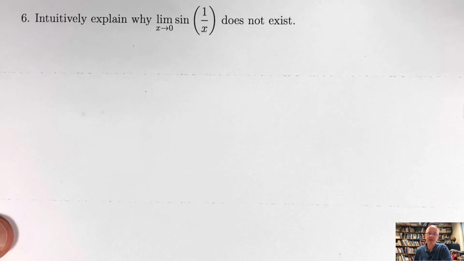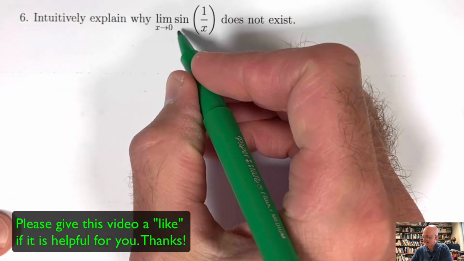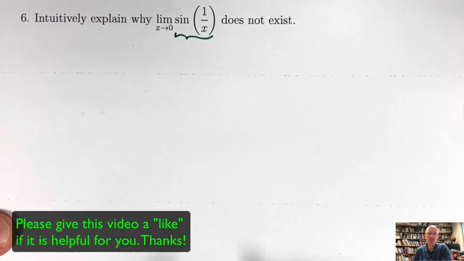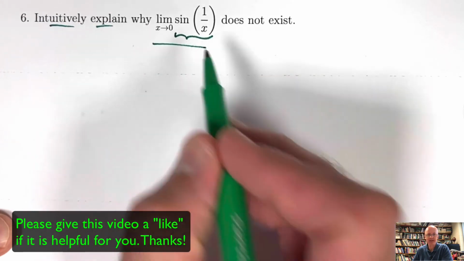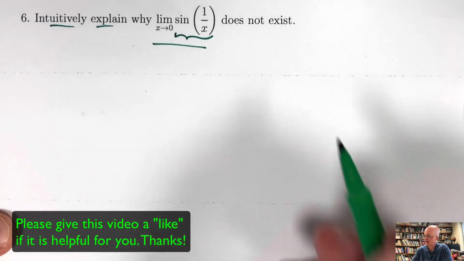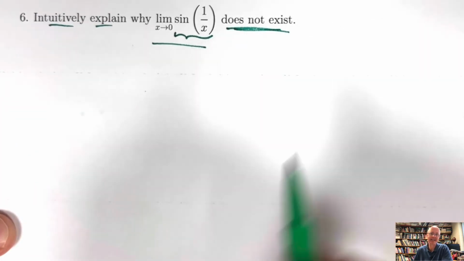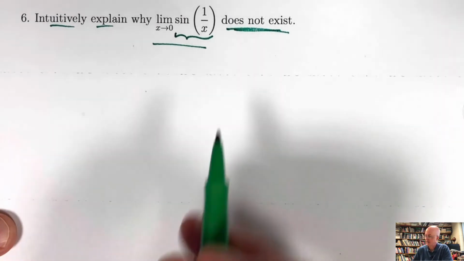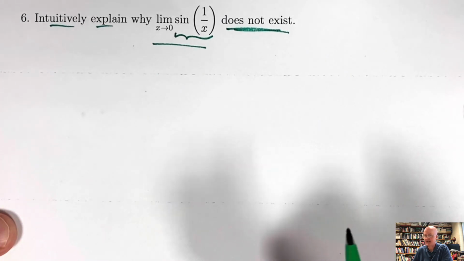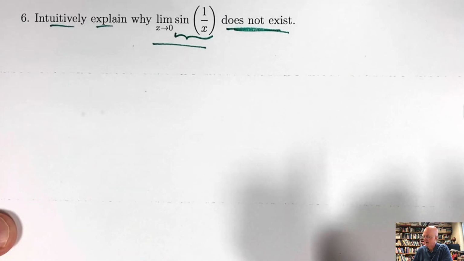Our last problem for this video is about what you might call a wild function, sine of 1 over x. We want to intuitively explain why this limit, as x approaches 0, of sine of 1 over x does not exist. Certainly this function is undefined when x equals 0. 1 over 0 is undefined. Can't take the sine of an undefined number. But that doesn't prove that this limit does not exist. The limit still could exist, as we've seen in some examples in this video.